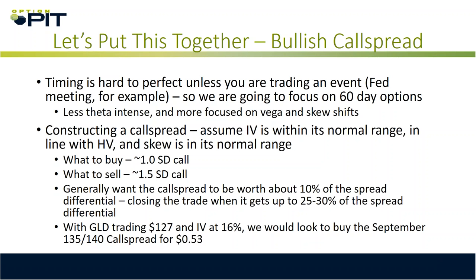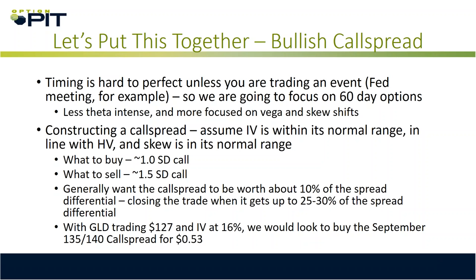spread, if I'm looking to buy a one standard deviation call, so that right now gold is trading 127 and implied vol is 16%, that call is about 135, about $8 out of the money. That's one standard deviation. I think you guys have the calculation, but since we're looking at a 60-day option, roughly 2 months, that would be 1/6 of a year. So you take the square root of a sixth, multiply it by 16%, and that's the percentage move for a single standard deviation.